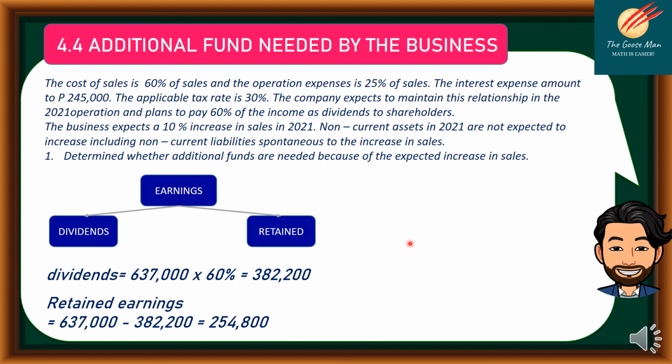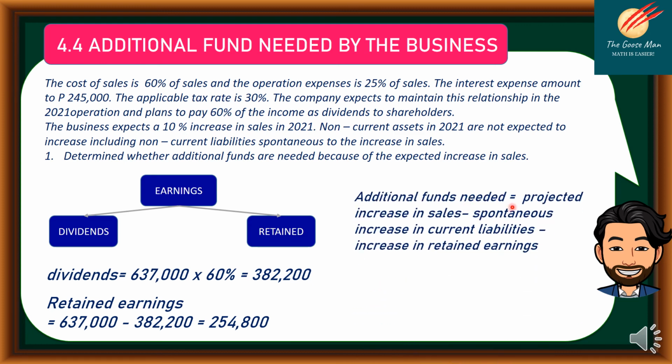So the question is, do you really need additional funds for your business? Let's recall that additional funds needed is equal to projected increase in sales minus spontaneous increase in current liabilities minus increase in retained earnings. So we have 420,000 as the projected increase in sales, minus 98,000 as the increase in current liabilities, minus the increase in retained earnings. So you need 67,200. The question is, where will you get this? The answer may be from your own pocket, or you will do borrowings.